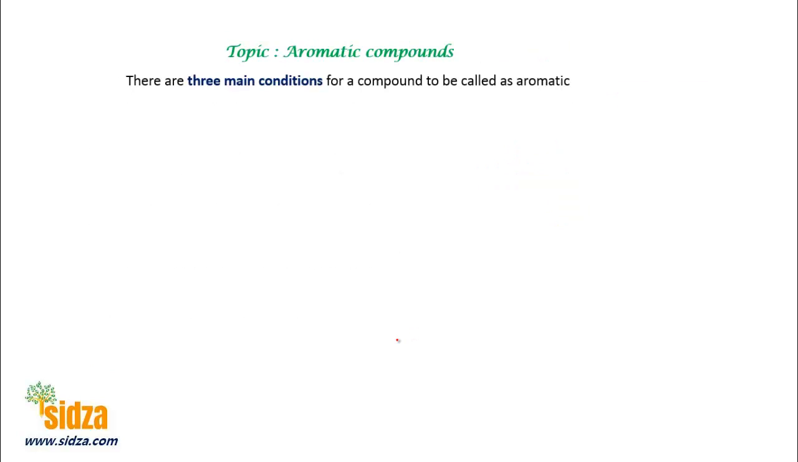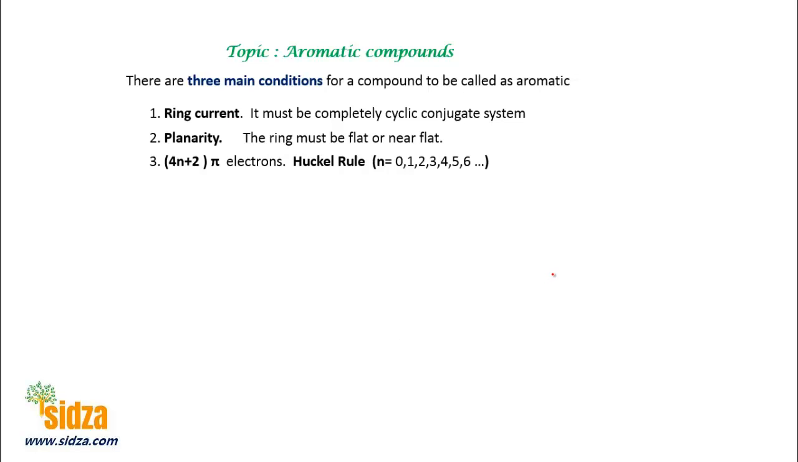So now the question is, what are the conditions that a molecule must fulfill so that we call it an aromatic compound? There are actually three main conditions, right? Number one is that the molecule should be cyclic and a conjugated system. It should not be open chain. That means we cannot have a molecule like this as an aromatic compound. It should always be cyclic, and it should be conjugated. That means there should be alternate single and double bonds, right?